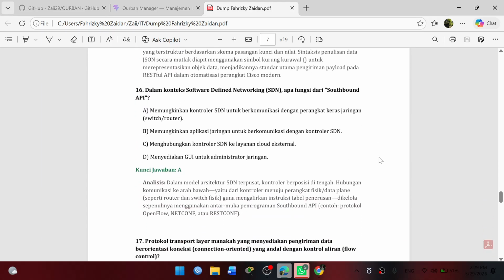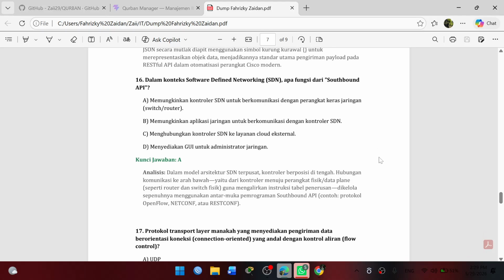16. In the context of software-defined networking, or SDN, what is the function of a southbound API? And for 16, the answer is A. In a centralized SDN architecture, the controller sits in the middle. The communication going down from the controller to the physical hardware or data plane, like routers and switches, is handled by southbound APIs. Common examples include protocols like OpenFlow, NETCONF, and RESTCONF.